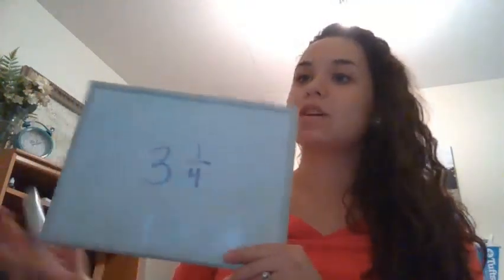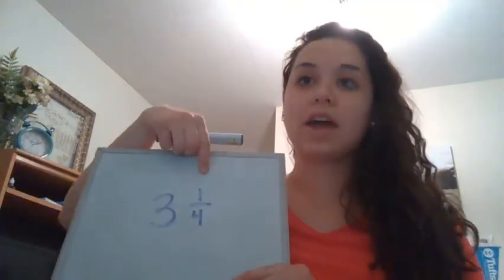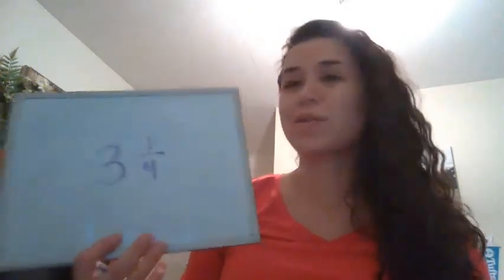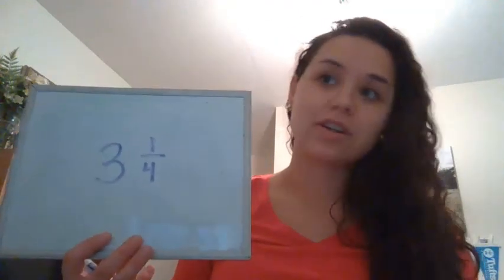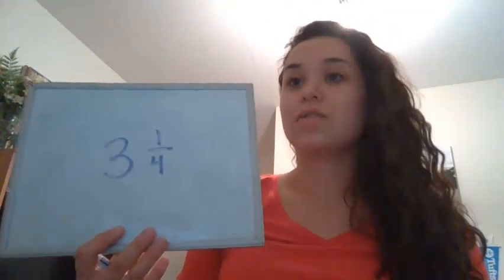All right, friends, on some of your problems, you're going to have a mixed number. Remember, mixed numbers look like this. It's mixed because I have a whole number and a fraction. Now, when you're multiplying fractions, we can't really work with this. We're going to have to make this an improper fraction. So I'm going to show you how to do that.